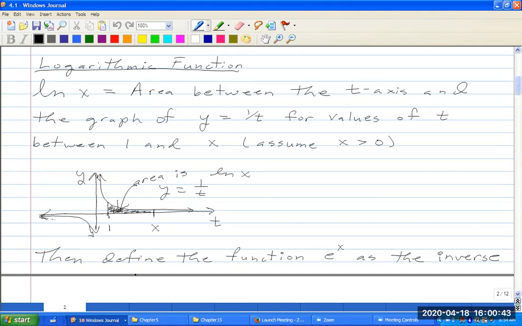So let me give you an intuitive idea of that first. ln of x, this will stand for the natural logarithm of x, will be defined as the area between the t-axis and the graph of 1 over t for t between 1 and x, where x here is some positive value. So ln of x is just this area here that I shaded.